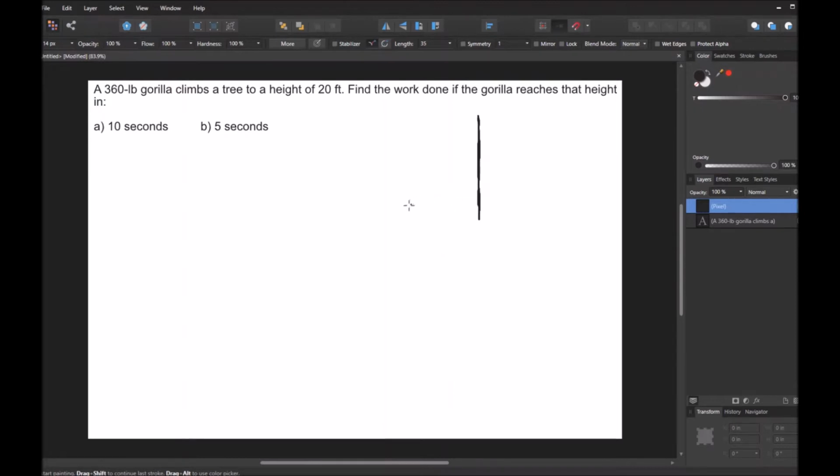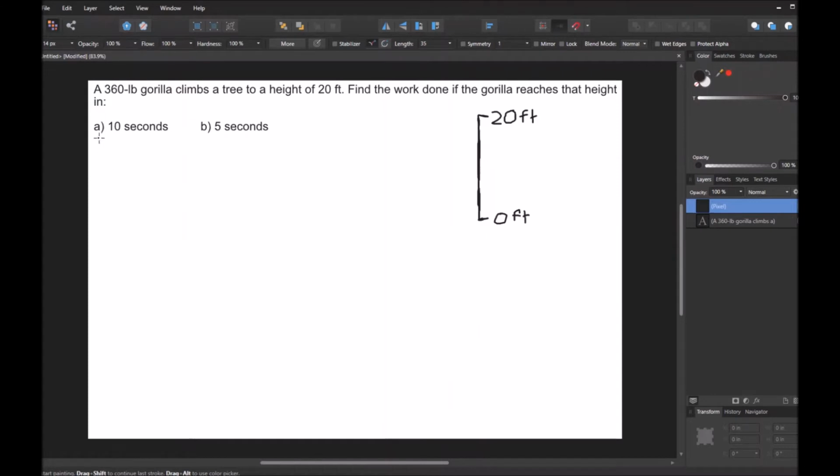We know the gorilla is climbing to a height of 20 feet, which means he's going to end 20 feet in the air. Because the problem didn't specify that the gorilla started climbing when it was already on the tree, we can assume that it's starting at the ground, meaning he's starting at 0 feet. So the gorilla will be moving from 0 to 20 feet. That's the distance I'm going to use for my bounds of integration.